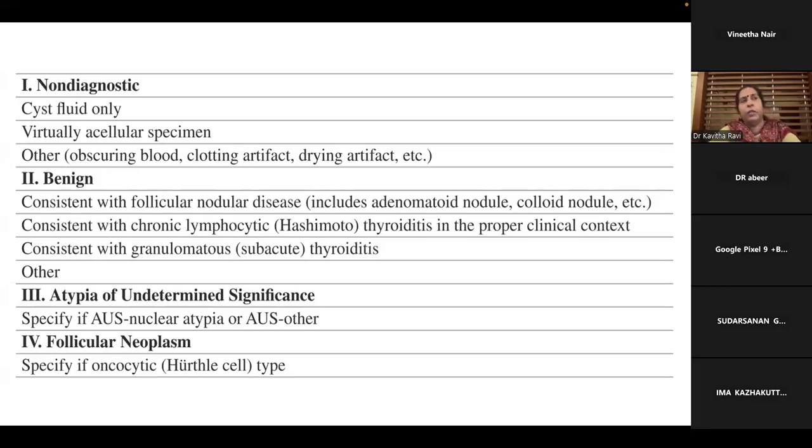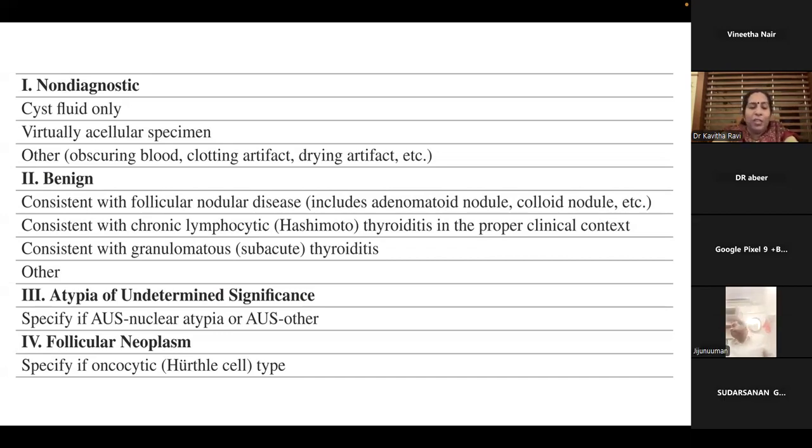And that too with correlating with the ultrasound findings as well as the thyroid TFT. Then granulomatous thyroiditis, not as common as lymphocytic thyroiditis. Definitely we'll be seeing those granulomas, epithelioid granulomas, along with the other findings. So these are the categories that come under benign, category 2.